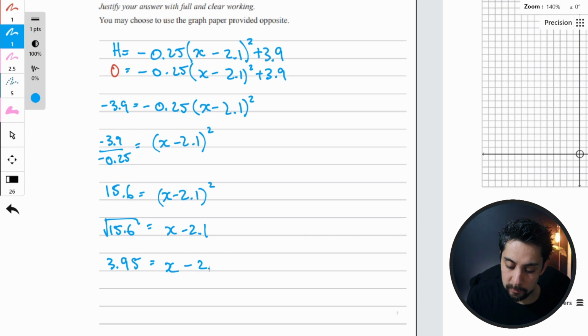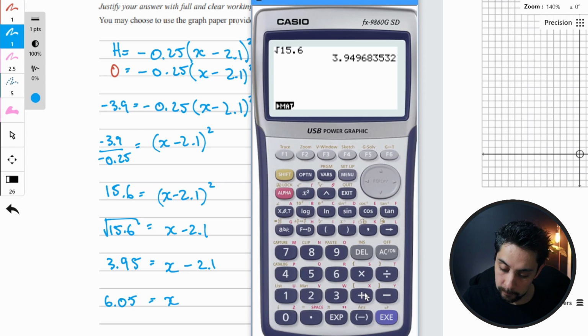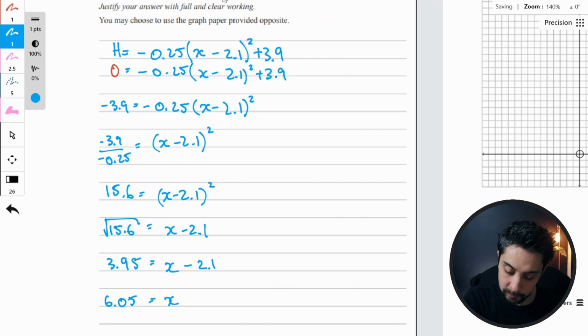3.95 equals x minus 2.1. Let's add 2.1 to both sides, giving us 3.95 plus 2.1 is 6.05 equals x. Yep, that's right. So x is 6.05.